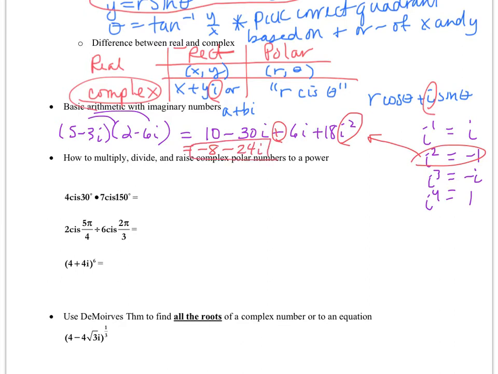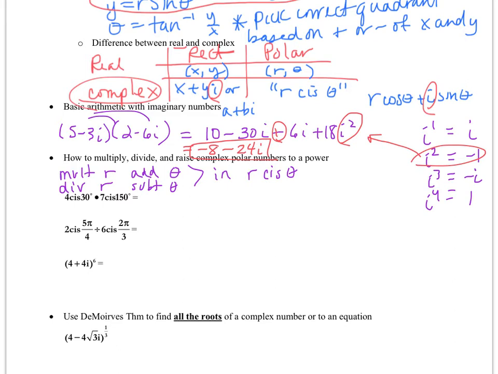Now when we're dealing with multiplication and division of complex numbers, we can either multiply and divide them the way that they sit, or we can use de Moivre's theorem. And what de Moivre's theorem tells us is that when we multiply complex numbers, we are going to multiply the r's and add the angles. If we are dividing, we are going to divide the radius and subtract the angles. And this is only when those polar numbers are in r cis theta form.